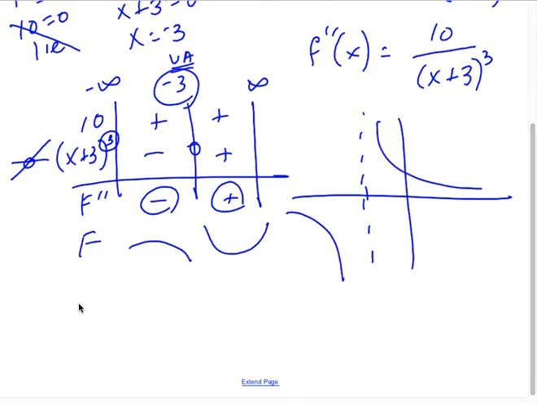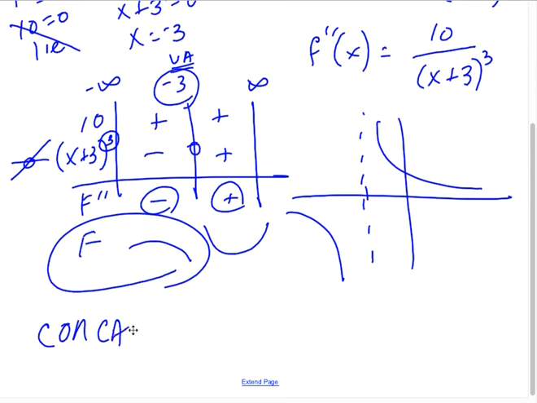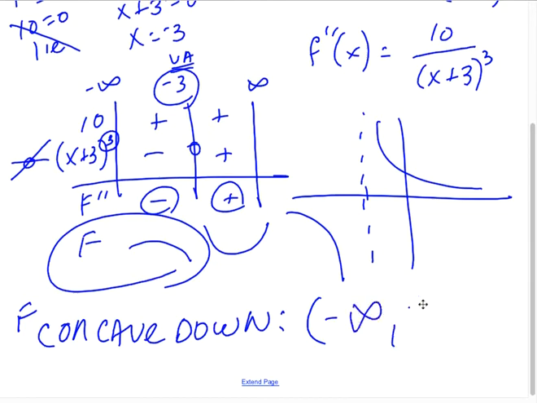So when I'm asked on what interval is the graph concave down, my answer is that f is concave down on the interval from negative infinity to negative 3, parenthesis, and that's it.